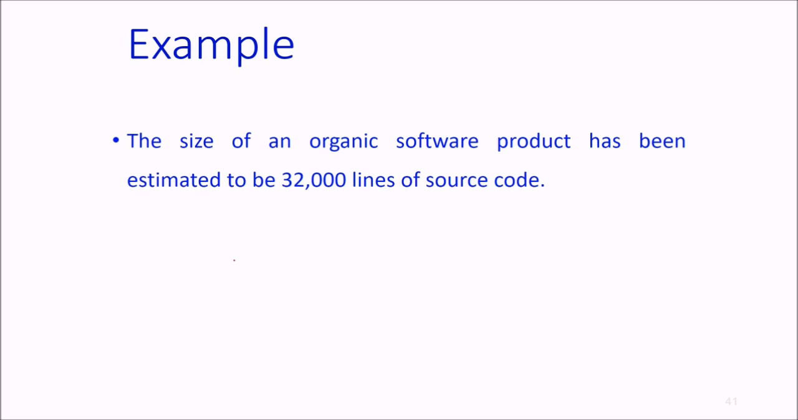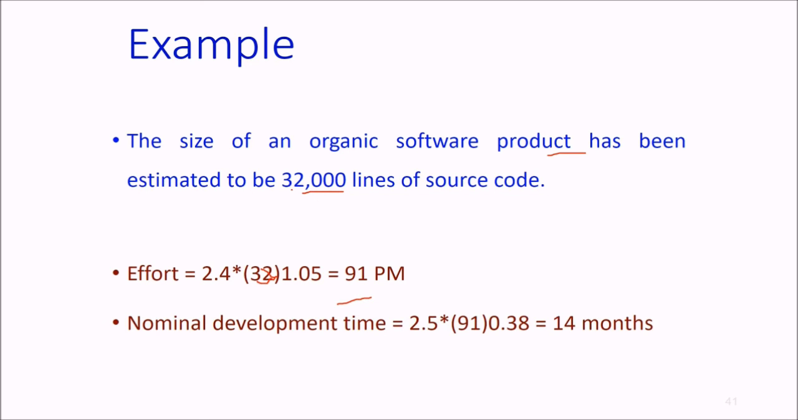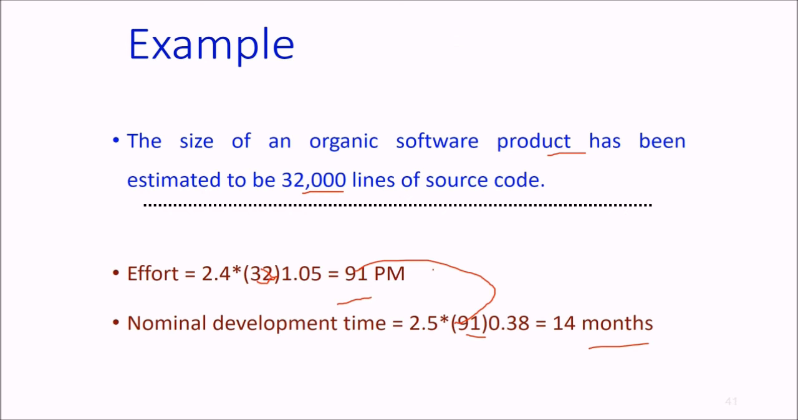Let us take an example. The size of an organic software product has been estimated to be 32,000 lines of source code. The effort would simply be, we put in the formula, 2.4 into 32 KLOC to the power of 1.05, that will be around 91 person months. And what will be the nominal development time? It will be 2.5 into this effort, placed here, to the power of 0.38, that will be 14 months. Okay, this is how it is going to work.